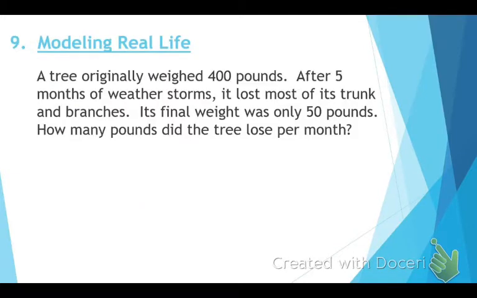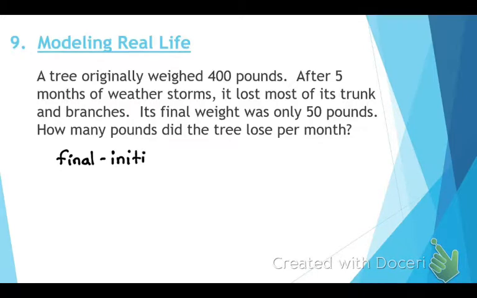All right, for this next problem, it says, a tree originally weighed 400 pounds. After 5 months of weather storms, it lost most of its trunk and branches. Its final weight was only 50 pounds. How many pounds did the tree lose per month? All right, do you guys remember the little formula we said? Final minus initial divided by the time. Everyone say that. Final minus initial divided by the time.